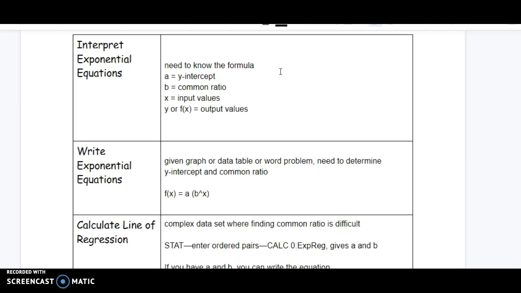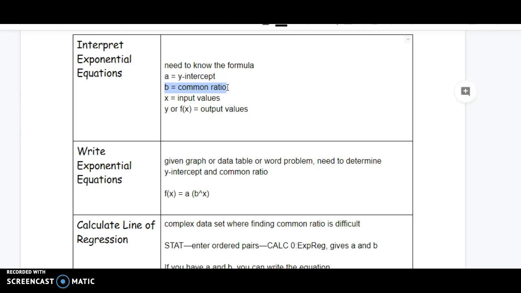Just to go through this one more time, one thing you'll be tested on is how to interpret an exponential equation. So you may be given a word problem and you have to figure out what would be the starting value, which would be the y-intercept. You may have to figure out what would be the common ratio, that b value there, okay?